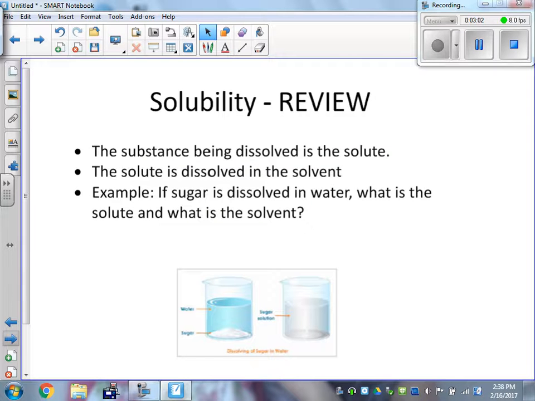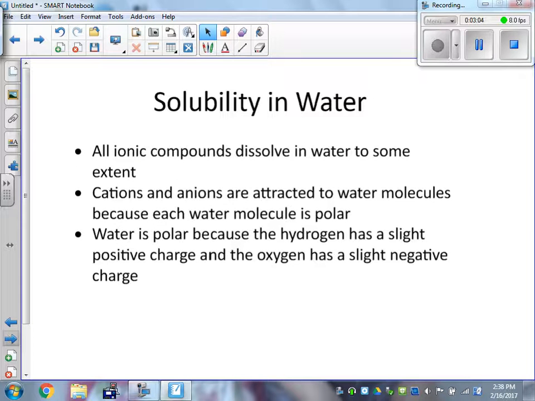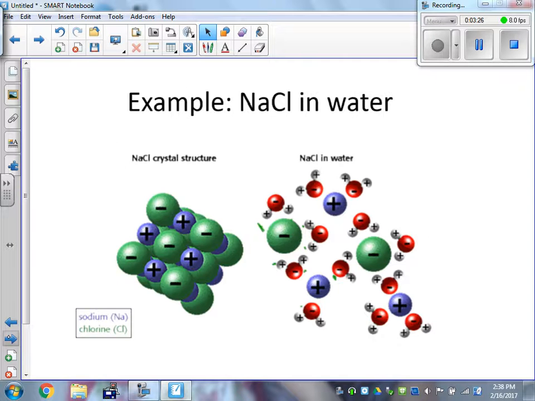Solubility. We talked about solutes and solvents yesterday. Here's the thing, okay? And you're going to need your periodic tables out, guys. All ionic compounds are soluble to different degrees. In other words, they break up in water to a different degree, okay? Some break up very well. Some don't break up particularly well, okay?